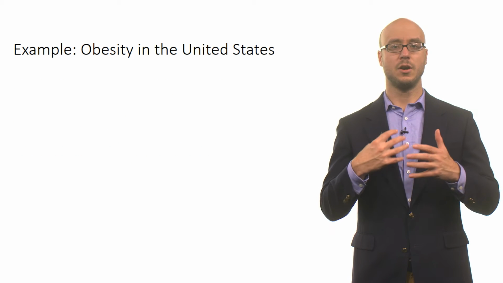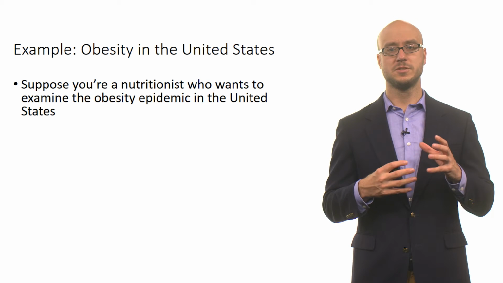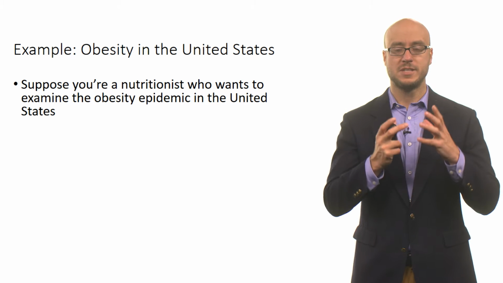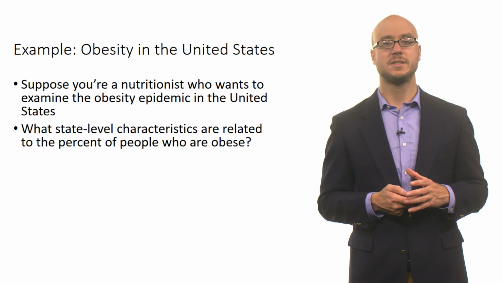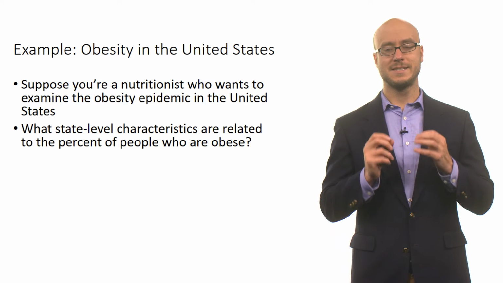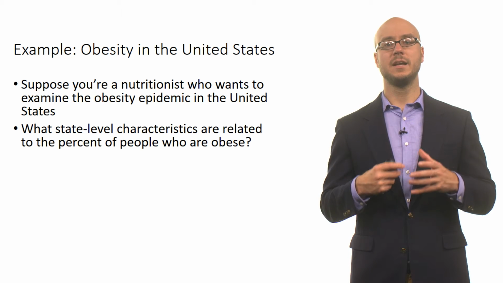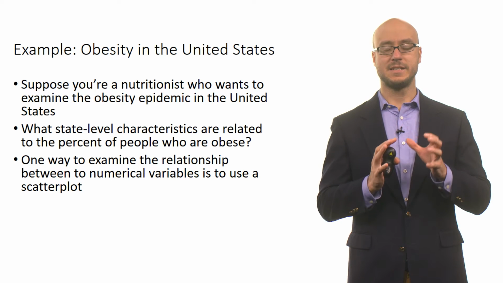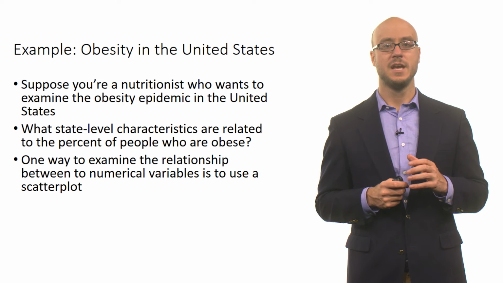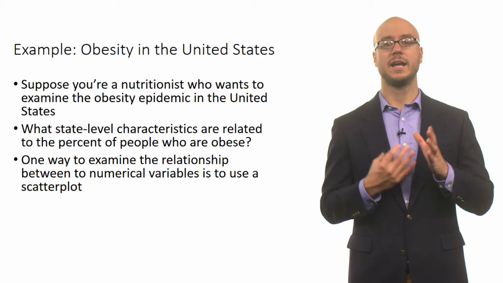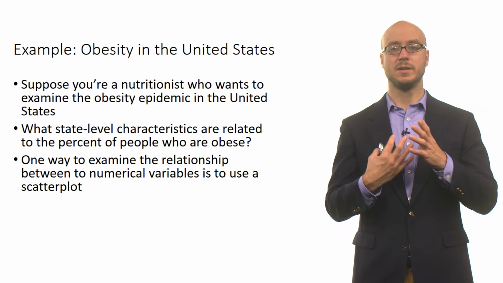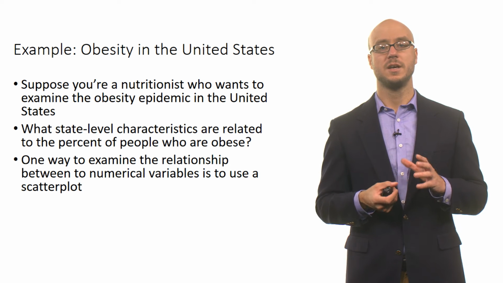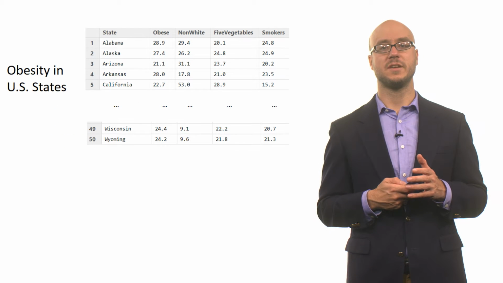So let's look at obesity in the United States. Suppose you're an epidemiologist who is interested in nutrition, and you want to examine the obesity epidemic in the United States. In particular, you want to know what state-level characteristics are related to the percent of people who are obese. And so in the United States, we have 50 states, and you collect a data set of 50 US states, and what you do is you start creating scatter plots just to examine what relationships there might be between various numerical variables and the percent obese in different states.